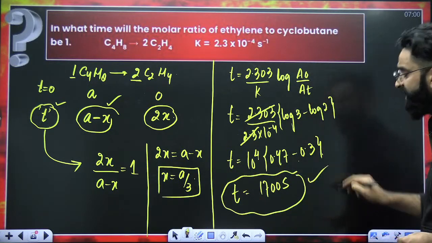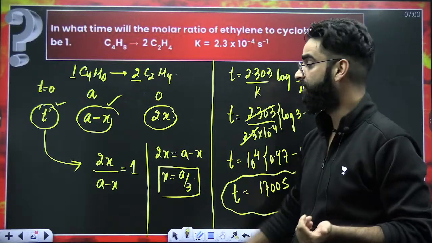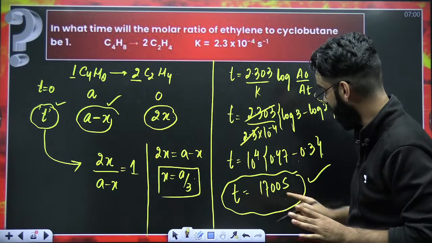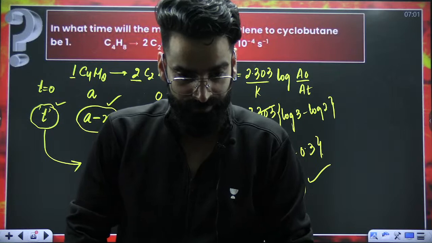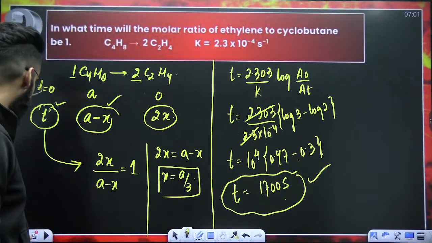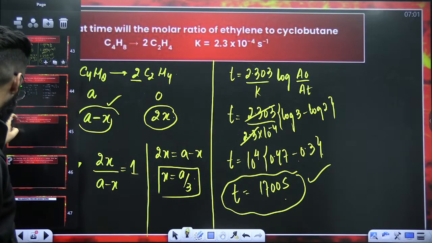So my dear students, it will take 1700 seconds for the ratio of moles of product to that of reactant to be 1, right? This is something which I was supposed to calculate. I hope you got to know how to deal with this question. This was one more good question which was given to us.